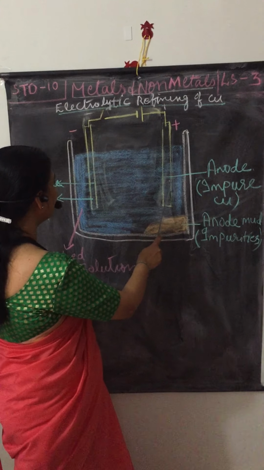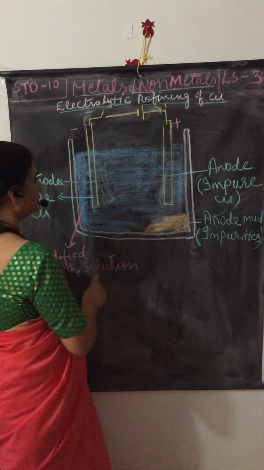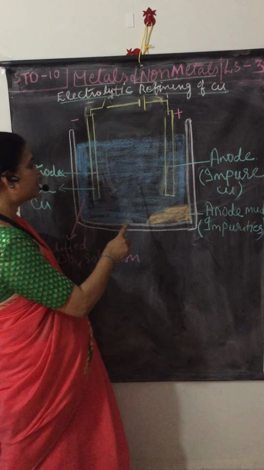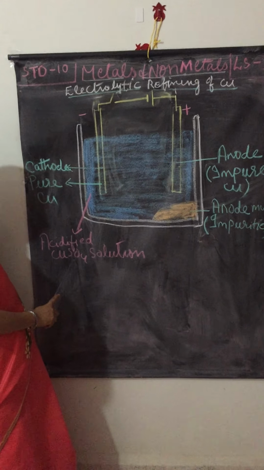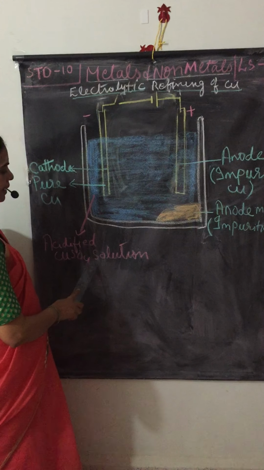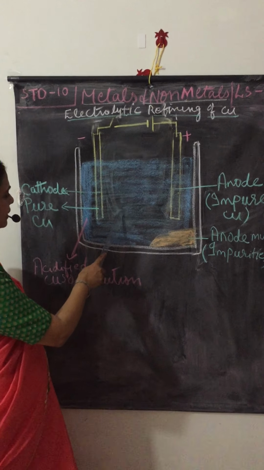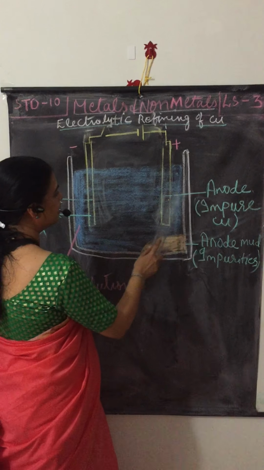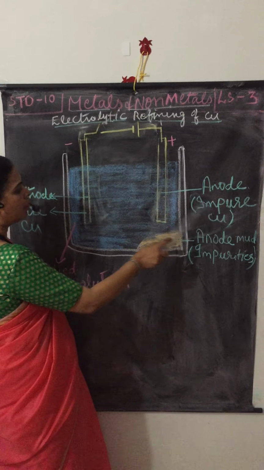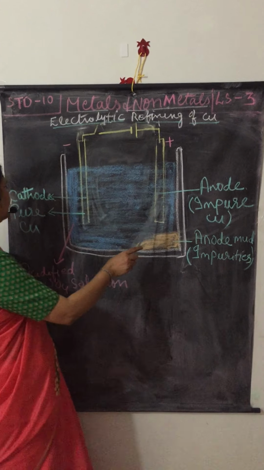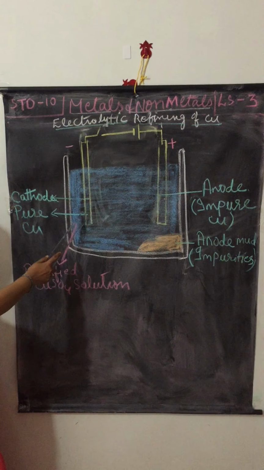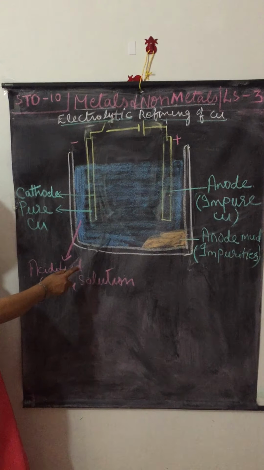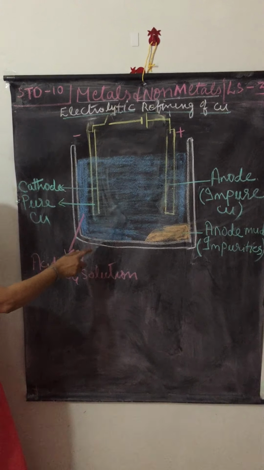So two conducting rods are dipped in the solution, which is called the electrolyte. Now which solution is taken as the electrolyte? Acidified copper sulfate solution is taken as the electrolyte. Before this electrolysis process, let us see which electrode is taken as the anode. Here impure copper is taken as the anode and pure copper is taken as the cathode, and the electrolyte is acidified copper sulfate solution, and with the help of a battery, electricity is passed.